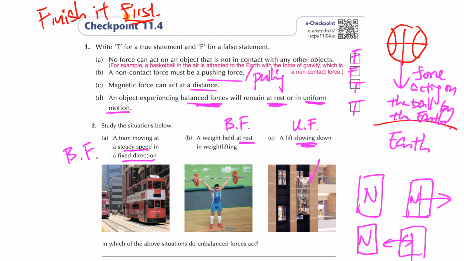If we take a look at the lift, because it's slowing down, the force going up or down has to be larger. Slowing down means the force up has to be larger and the force down should be smaller. So therefore, we have a net force going up. So the lift will not be falling towards the ground. It will be slowing down when it's going down.